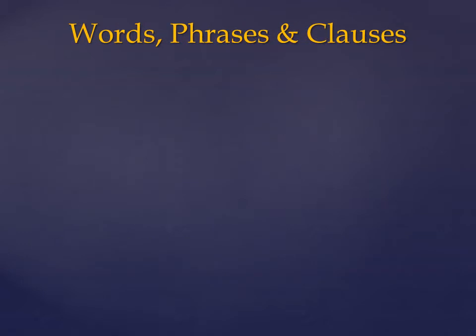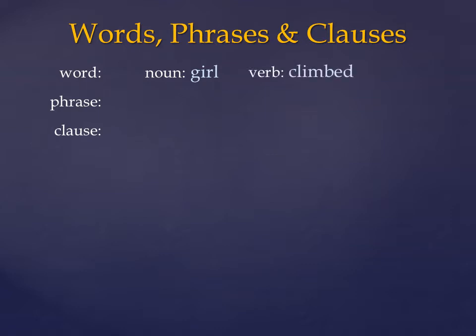So now might be a good time to look at the difference between words, phrases, and clauses. I doubt you'll be surprised to learn that words are the smallest units of a sentence. We've seen previously that we can classify them by what they represent. That is, nouns represent people, places, things or ideas, and verbs represent actions or states of being.